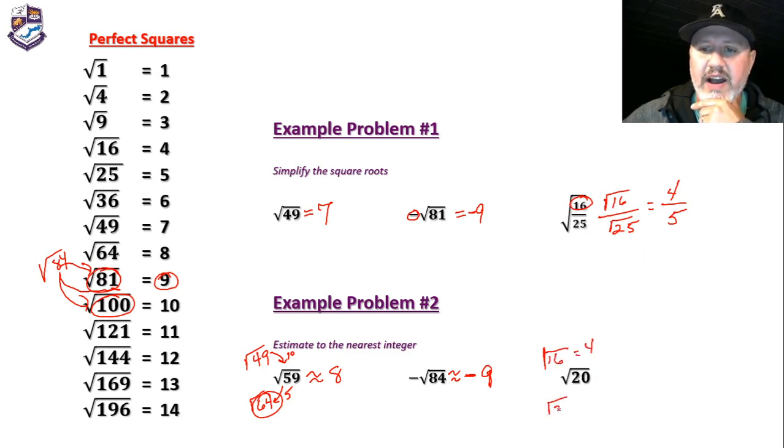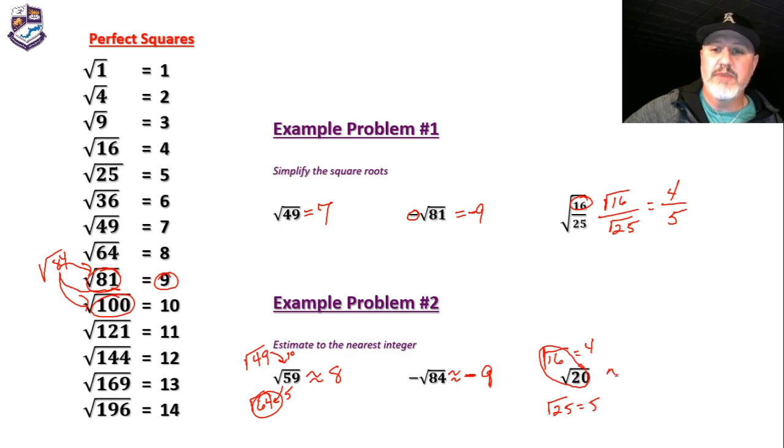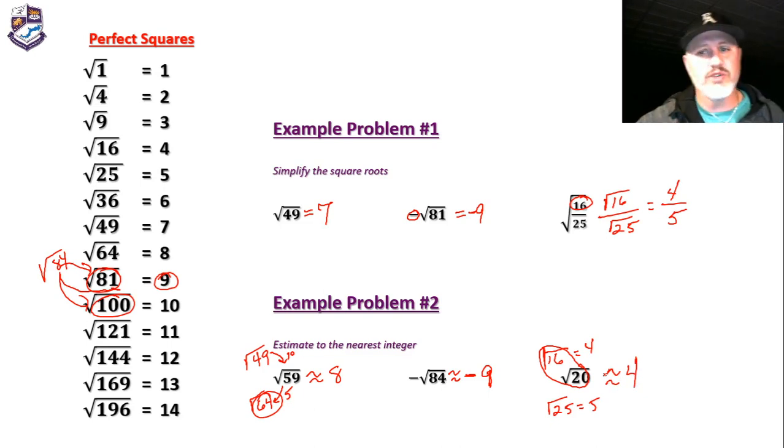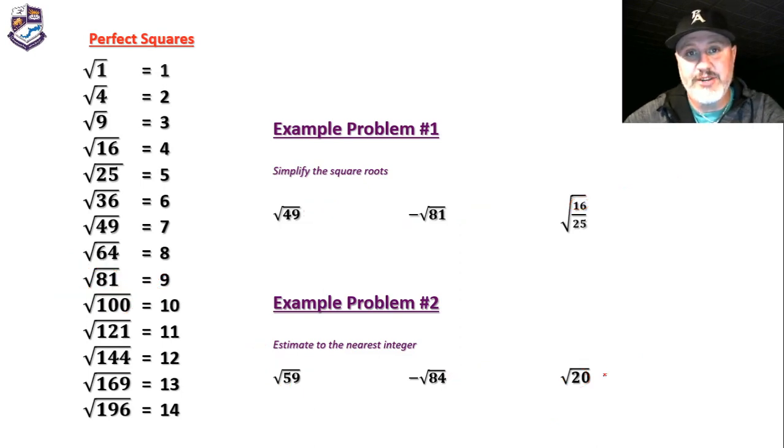And I know 5 times 5 would be 25. So it's definitely closer to 16. It's only 4 away as opposed to 5 here. So my answer would be approximately 4. Although it's pretty close to being 4.5, somewhere in the middle, but it's going to be closer to 4, okay, than 5. Okay, next section.